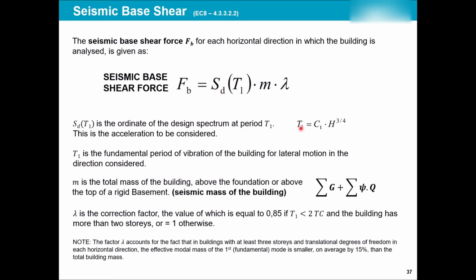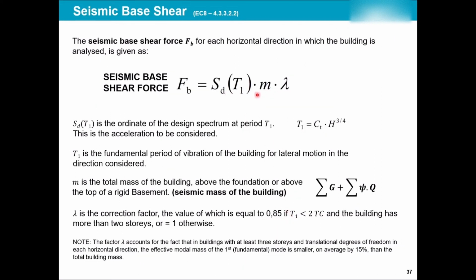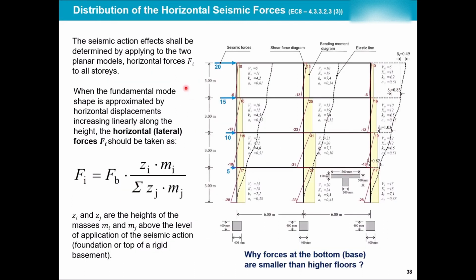So you know the period of your structure, you have the elastic response spectrum, you apply the behavior factor, you get the design response spectrum, and you read your period and you get that acceleration. Knowing that acceleration, knowing the correction factor, knowing the mass, you get the base shear. Now we have to divide the base shear along different floors. A simple formulation is given by Eurocode, which depends on the height of each floor as well as the mass of that floor, with the ratio of the entire height and the entire mass. See, summation of each floor's height times each floor's mass.